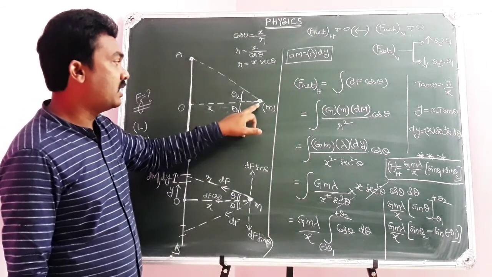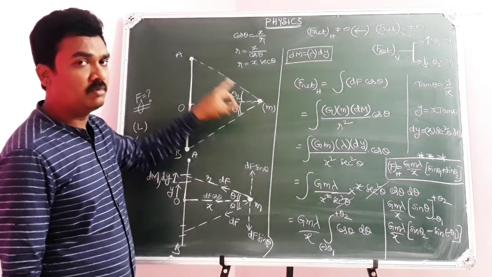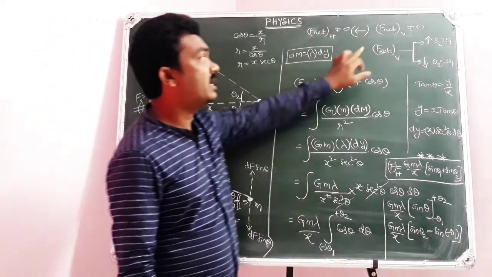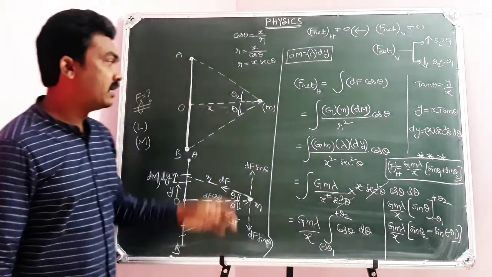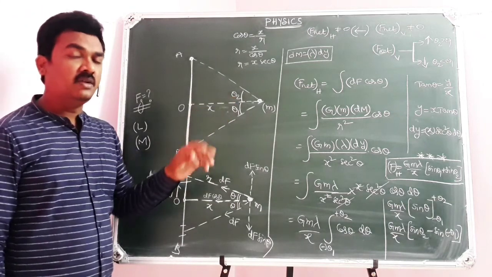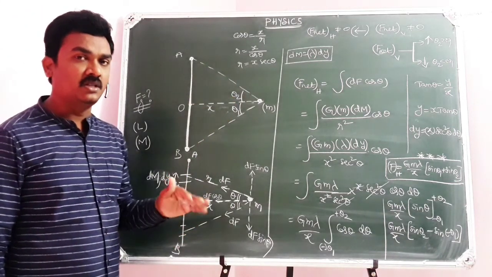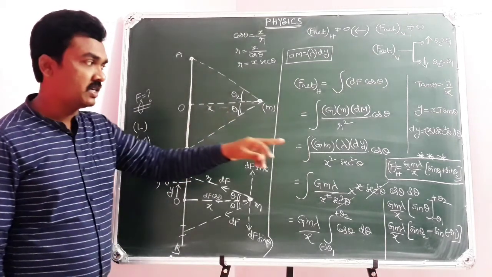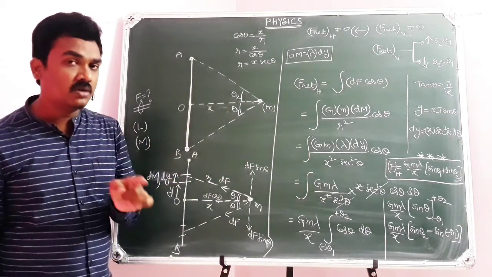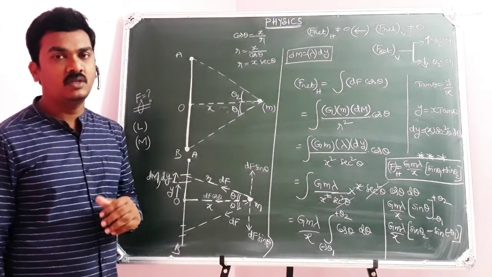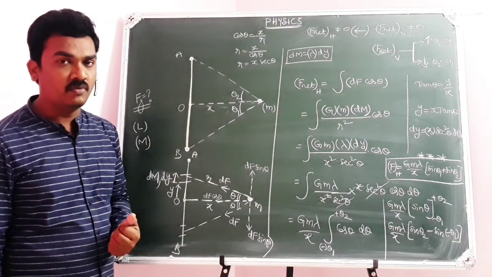But I told you, as the mass is not located symmetrically about the length of the rod, there will be a net vertical force also. If theta 1 equal to theta 2, the net vertical force will be 0. There is no net force in the vertical direction, only a net force in the horizontal direction, if theta 1 equals theta 2. But they are not equal, so there will be a vertically upward force.